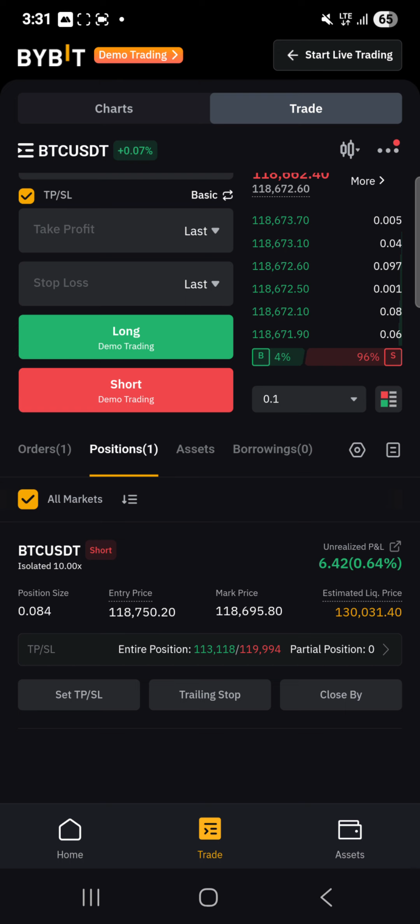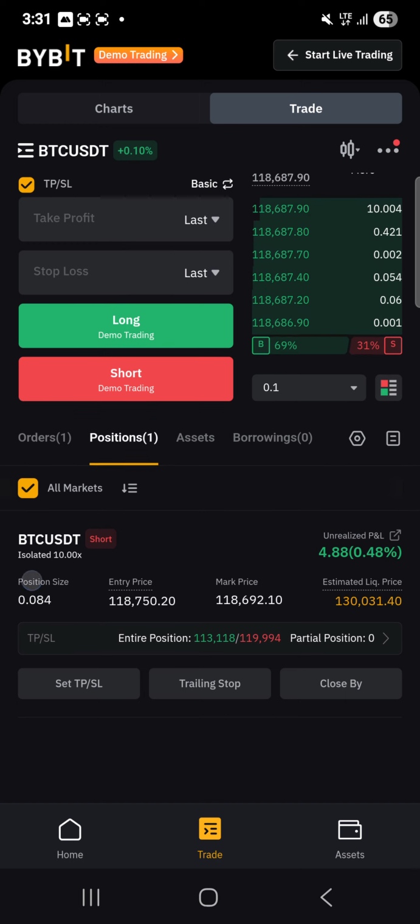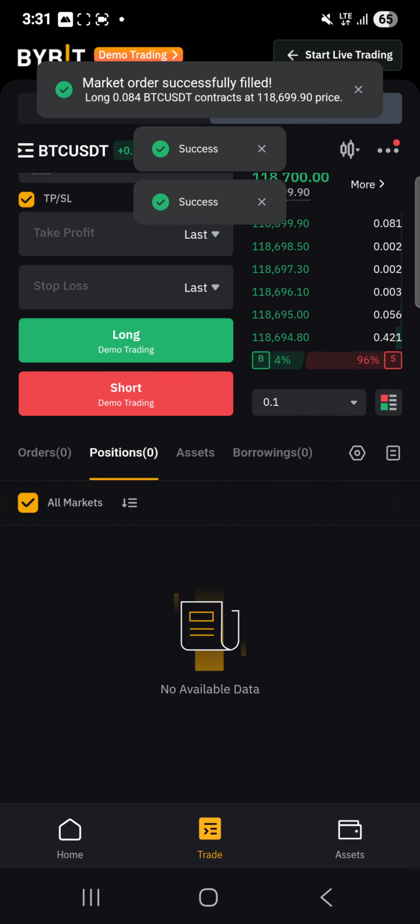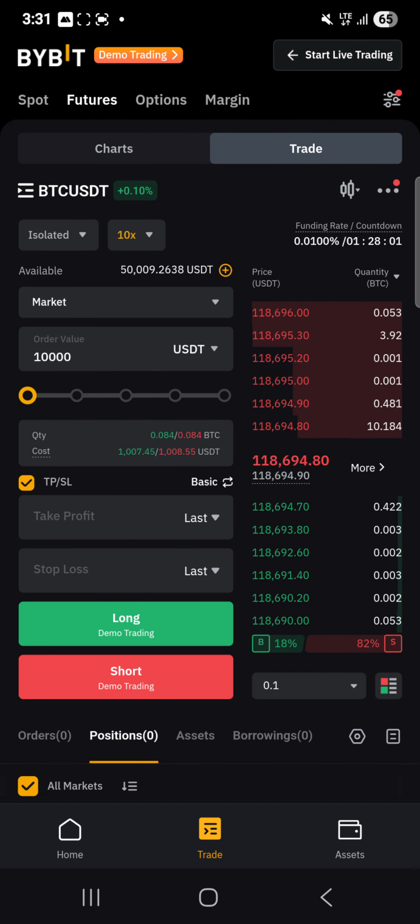And then if I want to stop this trade by myself, let's say I've made some money that I want to close, I can decide to just click on close buy. And then if I want to close everything, I'll just click on 100%. It's already there, so I'll just click on confirm. So guys, I've successfully closed this trade. The trade is still going well, but let me re-enter though. Let me just check out something.